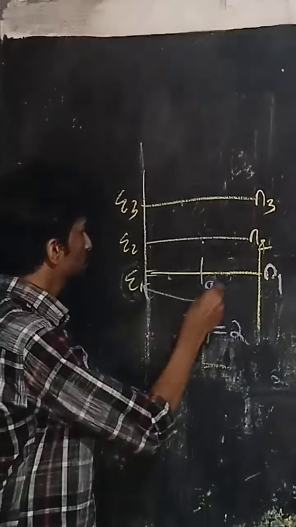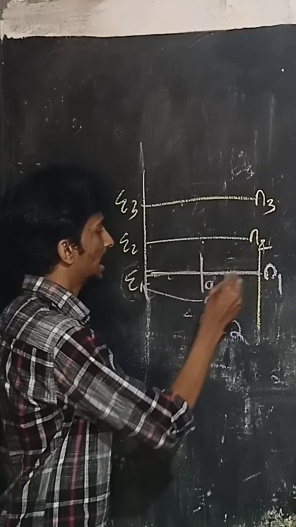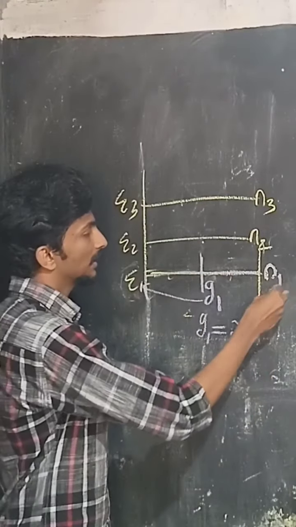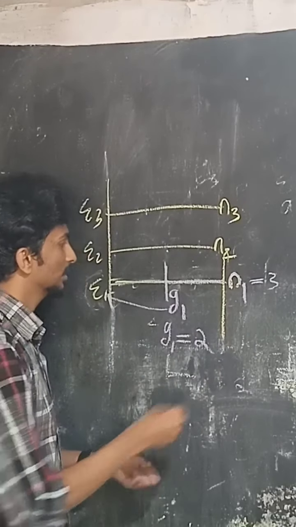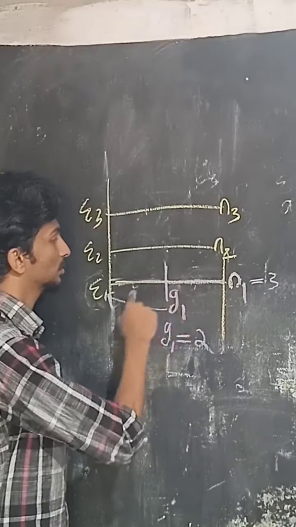That is, this is the 2 states. These 2 states have the energy eigenvalue E1. And also imagine this N1 is equal to 3. So I need to put 3 particles into these 2 states. In how many ways can I put these 3 particles into these 2 states?